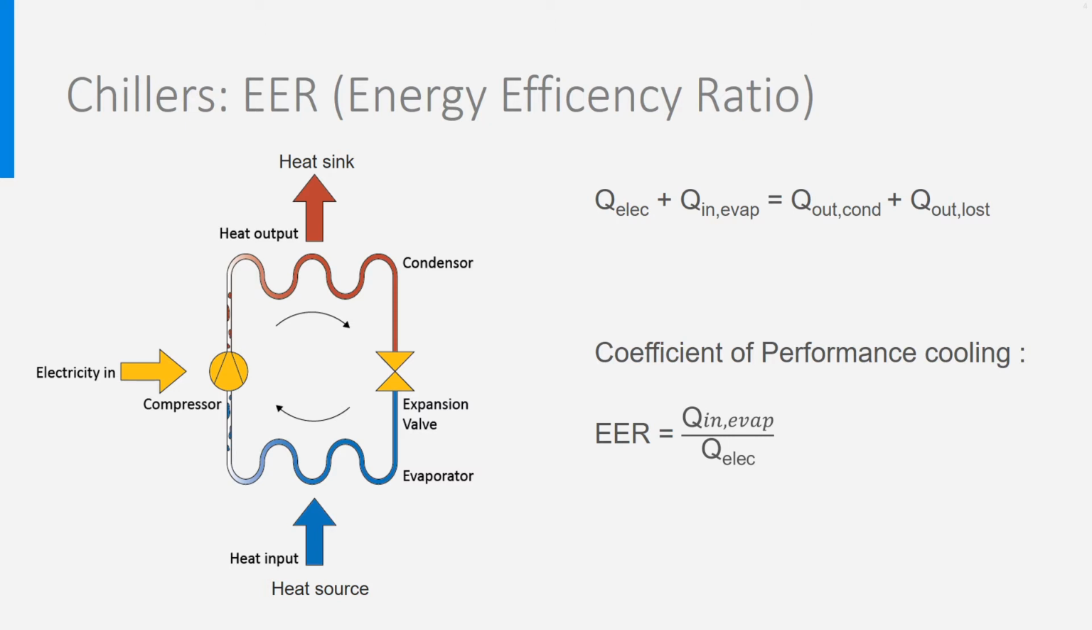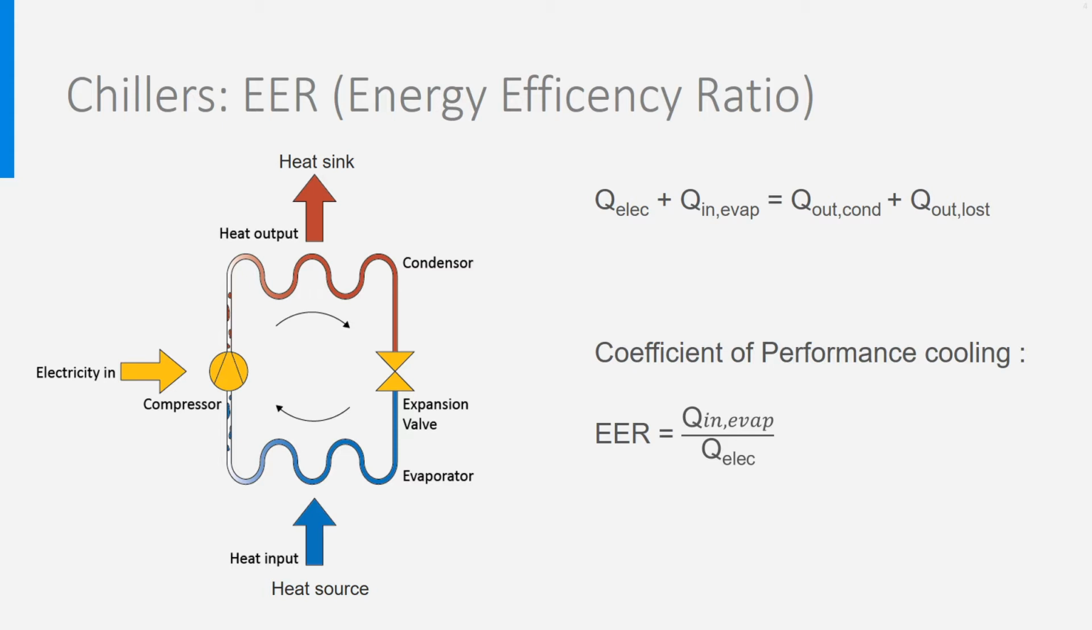Electricity in plus heat input from the evaporator should be equal to the heat delivered at the condenser plus some heat lost in the pipes and the casing. As we are in cooling mode, we are interested in the heat removed at the evaporator side, which is in fact the cold produced, for instance, inside your fridge or in a room with air conditioning.